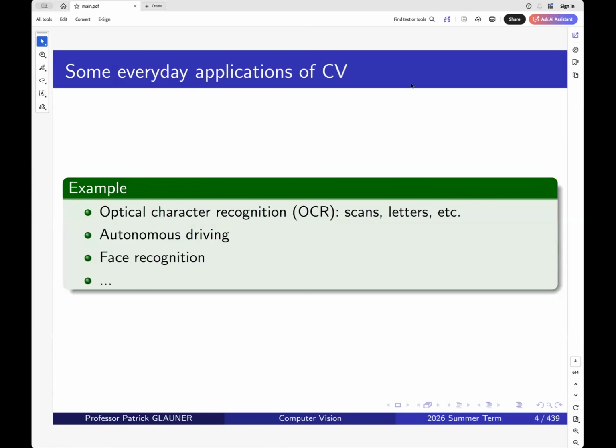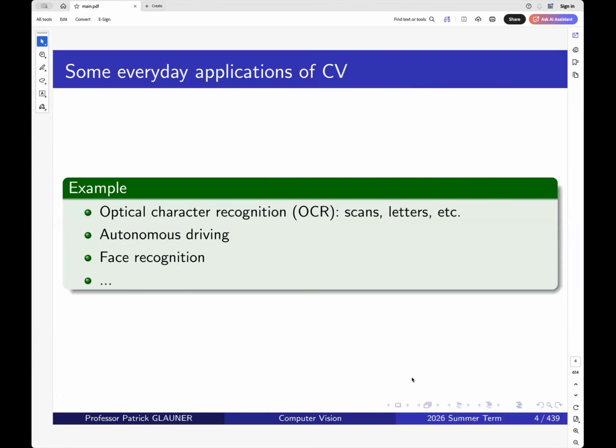And all of you deal with computer vision every single day. Say optical character recognition, in which vision systems recognize your handwriting. We have autonomous driving systems or advanced driving assistance systems that use a lot of computer vision. We have face recognition apps, and we use all of this all the time. So there are plenty of computer vision systems you deal with.